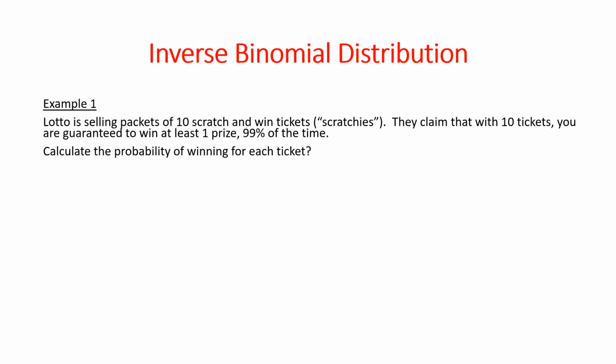So Lotto is selling packets of 10 scratch and win tickets, which I call scratchies. They claim that with 10 tickets, you are guaranteed to win at least one prize 99% of the time. We're going to calculate the probability of winning for each ticket. So we know n is 10, and we don't know p, the probability of success, or the probability of winning for each ticket. And therefore, if we don't know p, we also don't know q, which is the probability of failure, the probability of not winning for each ticket.